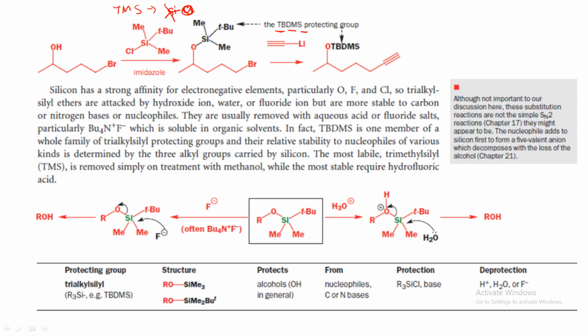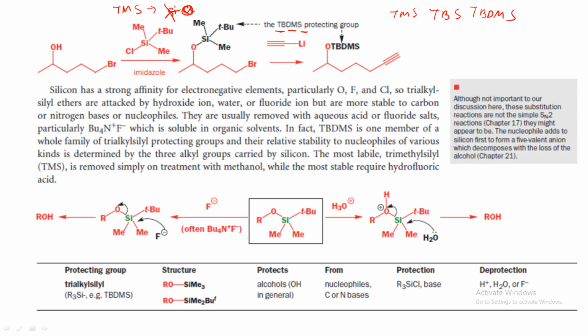That's how TBDMS. And why TMS? Because trimethylsilane. So that's how it is TMS. So that's how the naming came. You can easily go to any book and see the namings. The most important thing is they are all silicon based. So TMS, TBS, TBDMS. This kind of protecting group is used in this type of protection group chemistry.